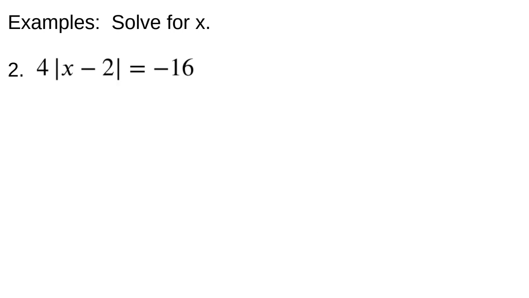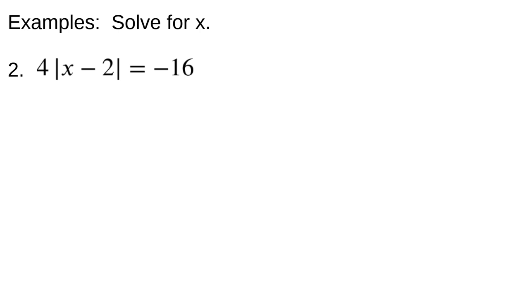Let's take a look at example 2. Remember, the first thing we've got to do is get this in standard form for absolute value equations, meaning whatever's in the absolute value has to be by itself on one side. Currently, we have a 4 over here that is not inside the absolute value, so we need to move that 4. Now this is 4 times that absolute value.